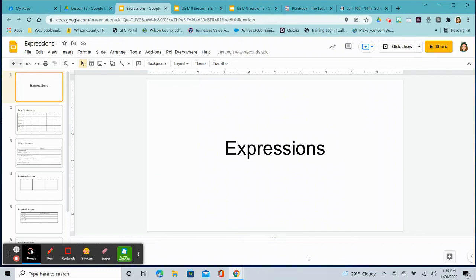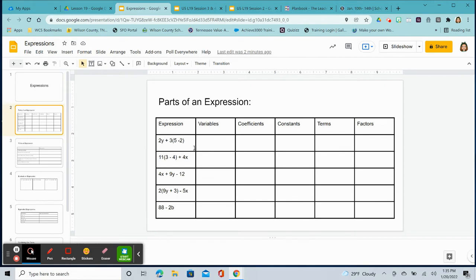I wanted to do a quick overview of lessons for this week. So, we were talking about expressions and specifically equivalent expressions. First, we reviewed what we had previously talked about as far as expressions are concerned toward the beginning of the year. The first thing that we ever did with expressions was to figure out the parts of an expression.